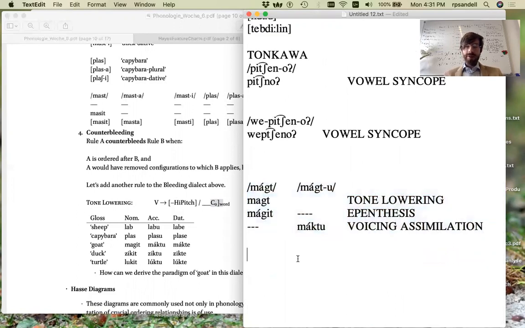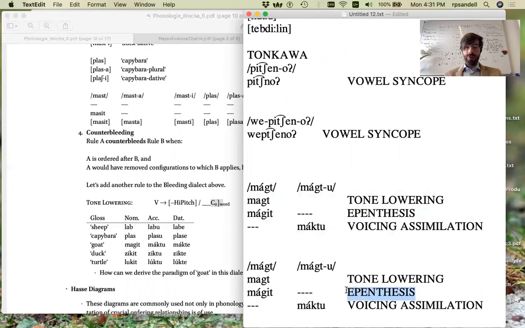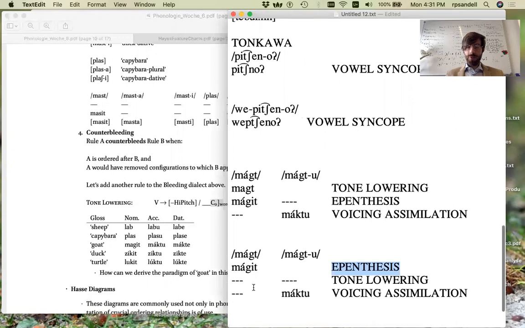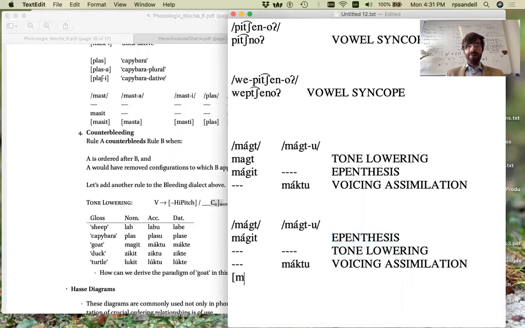let's take the same derivation and I will simply invert the ordering of epenthesis and tone lowering. If epenthesis applied first, tone lowering would not have the opportunity to apply. This would mean that epenthesis would, in this case, where the vowel remains high throughout the paradigm, epenthesis bleeds both tone lowering and voicing assimilation.